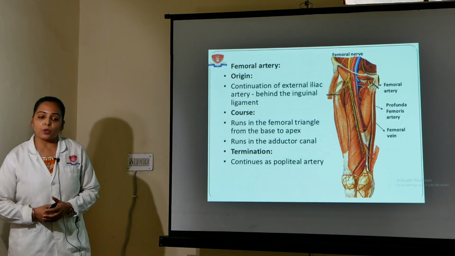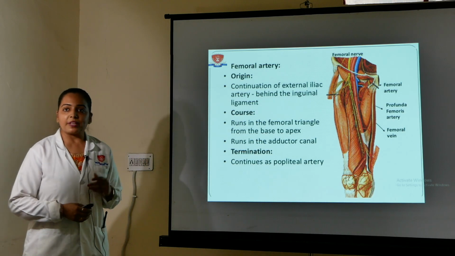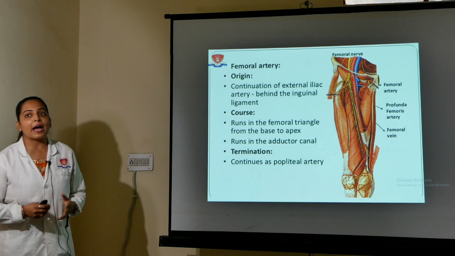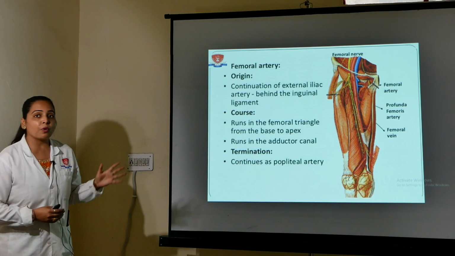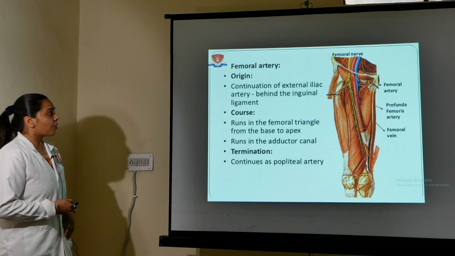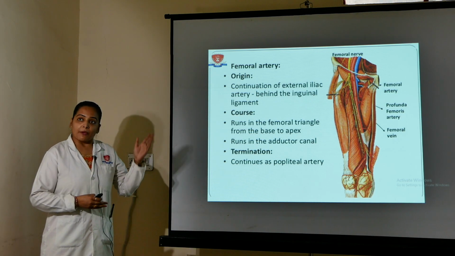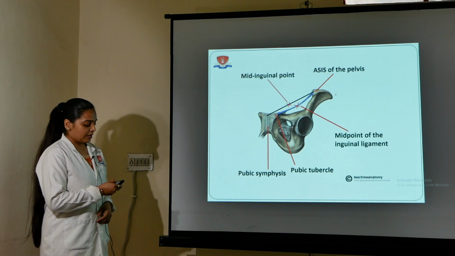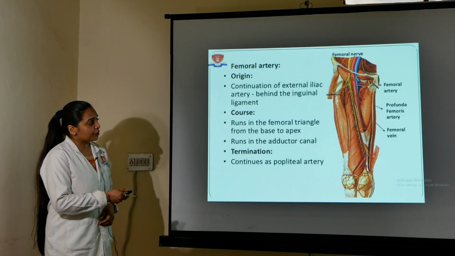Now the next topic is the femoral artery. The femoral artery is the extension of the external iliac artery. It continues as the femoral artery just behind the inguinal ligament, and we can compress the femoral artery at the mid-inguinal point. Now what is the course of the femoral artery? The femoral artery continues from behind the inguinal ligament downwards in the femoral triangle.